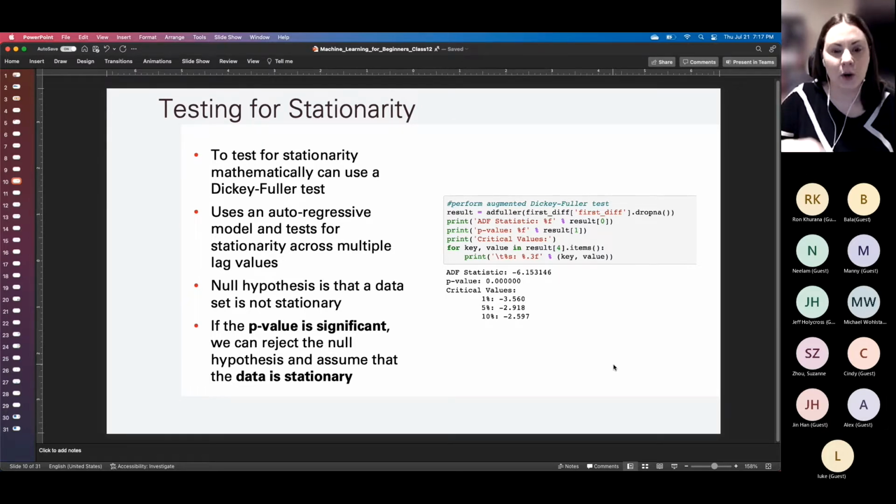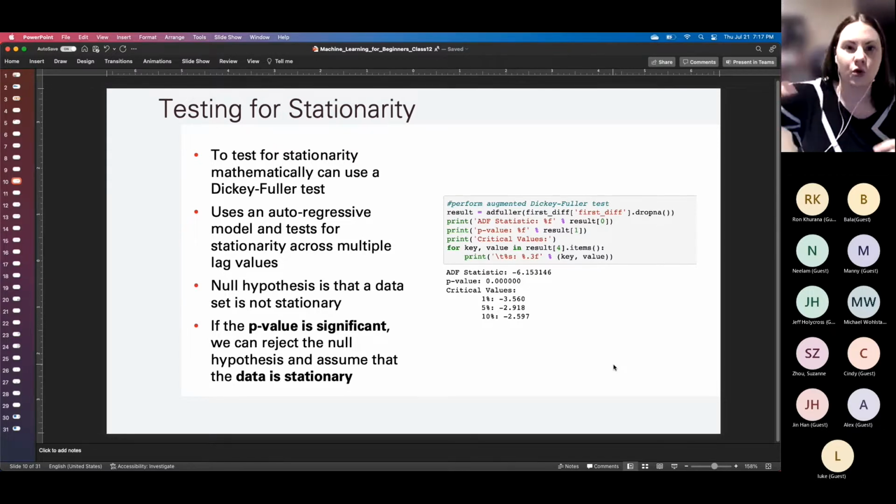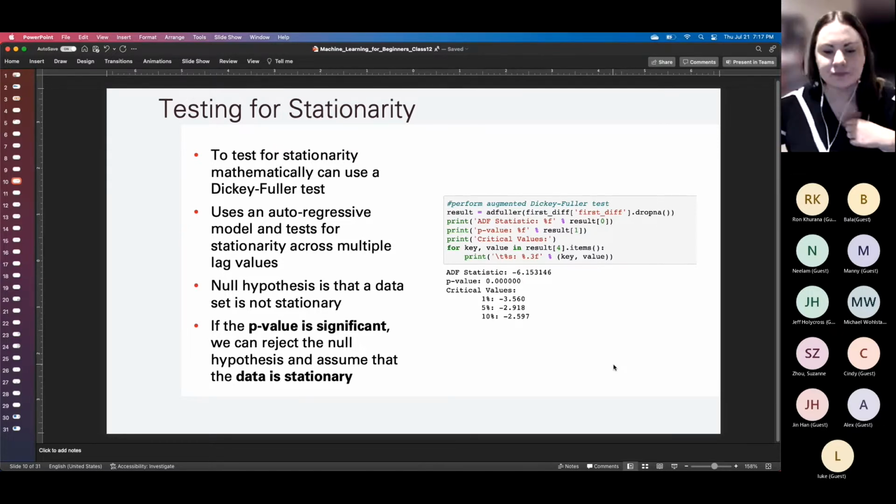I'm first going to show how to test stationarity with an actual statistical test, and then I'm going to show how to test it with an actual graphing method. And I'm going to go into the code right after this.